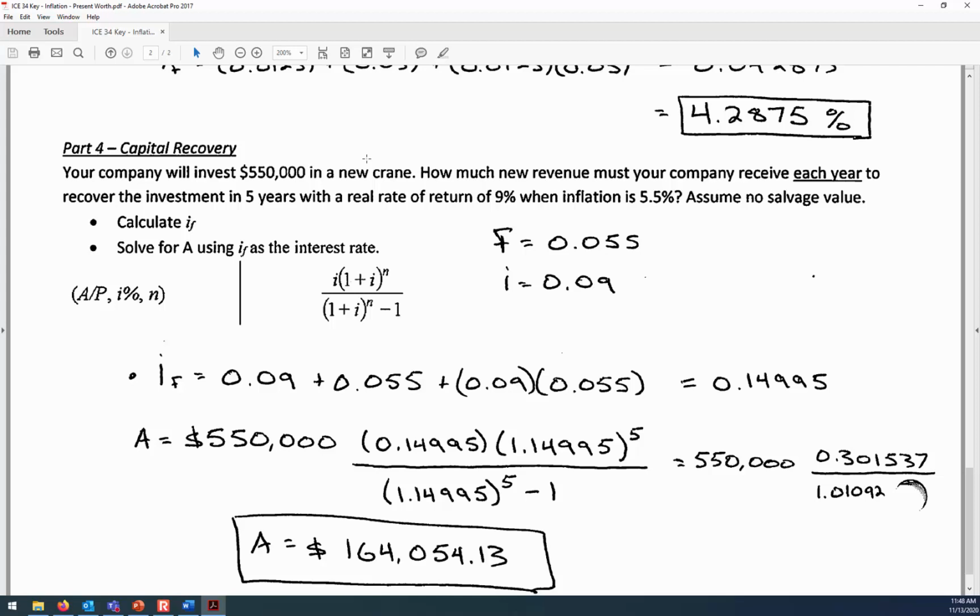And so then substitute it into the capital recovery equation. That means the new revenue that you have to earn each year would be $164,000. Doing that will ensure that you get the 9% real return on your $550,000 investment. Any questions about the calculations on that?